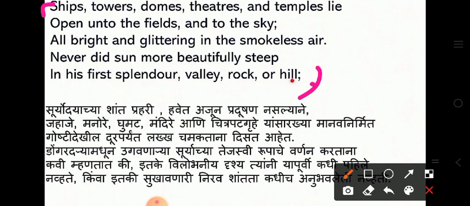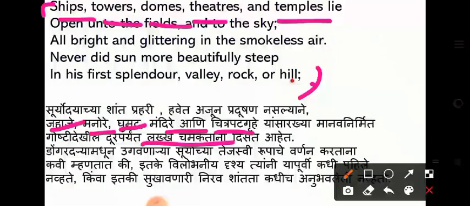सूर्योदयाच्या शांत प्रहरी हवेत अजून प्रदूषण नसल्याने शिप्स म्हणजे जहाजे, टॉवर्स मनोरे, डोम्स घुमट, थिएटर्स मीन्स चित्रपटगृहे, टेम्पल्स मीन्स मंदिरे. ओके. यासारख्या सर्व मानवनिर्मित ज्या गोष्टी आहेत, ज्या माणसांनी बनवलेल्या आहेत. ओके. त्यासुद्धा दूरपर्यंत लख चमकताना दिसत आहे. ओके. ऑल ब्राईट अँड ग्लिटरिंग म्हणजे लख चमकताना दिसत आहे, अगदी हवेमध्ये प्रदूषण नसल्यामुळं.